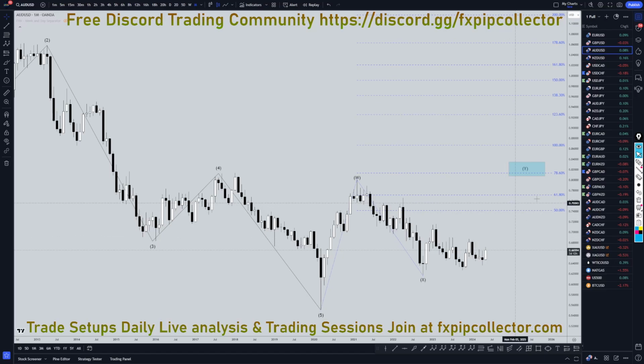Today is Tuesday, May 28th, and this is my analysis of the Aussie US dollar, starting on the monthly, working my way down to the 1 hour time frame for the full top-down analysis.